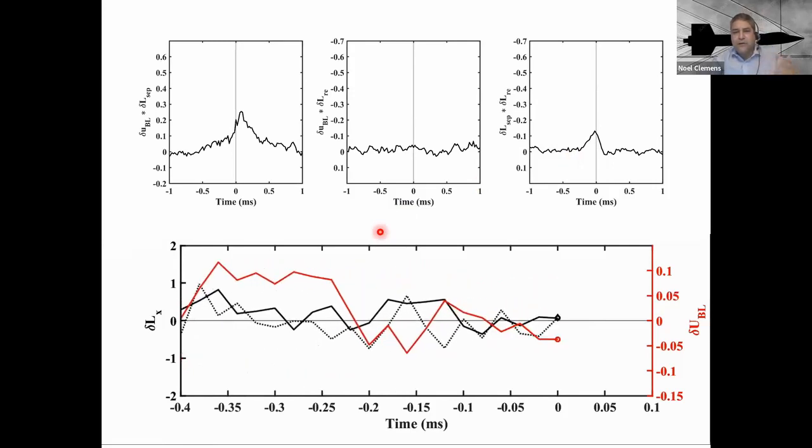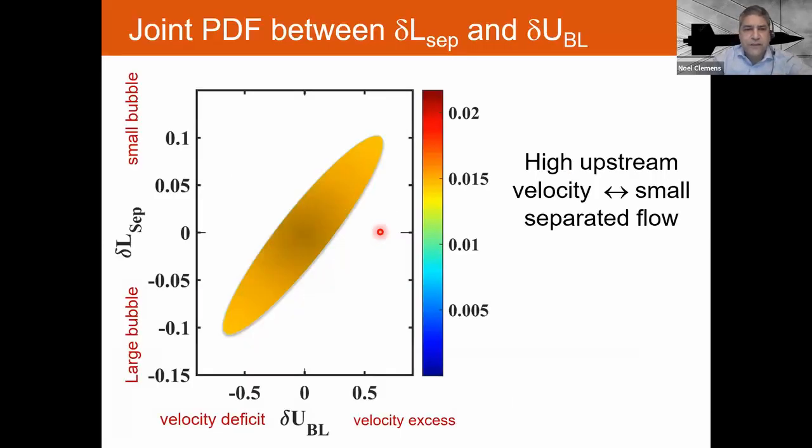I'm going to go more into this with some PSP, but before I get there, we're going to look at some joint PDFs between delta L sep and delta U boundary layer. When delta L sep is negative, that's a large bubble. If it's positive, it's a small bubble. If delta U boundary layer is negative, it's a velocity deficit. If it's positive, it's a velocity excess.